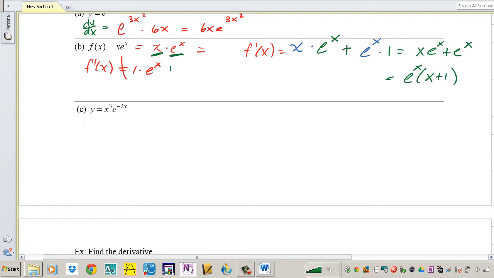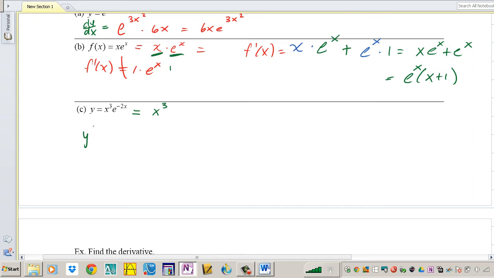Final example for this video, y equals x cubed e to the negative 2x. Now I could write this as x cubed over e to the positive 2x in the bottom and use a quotient rule, but try to use quotient rule as little as you can, because the quotient rule can just get really ugly sometimes, as you have already seen. So let's just continue. Let's just write it like this.